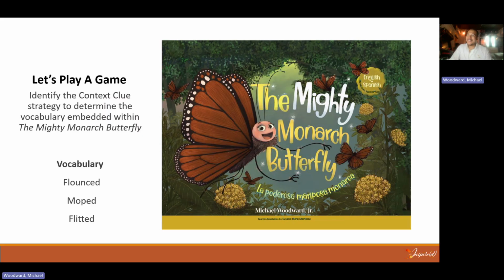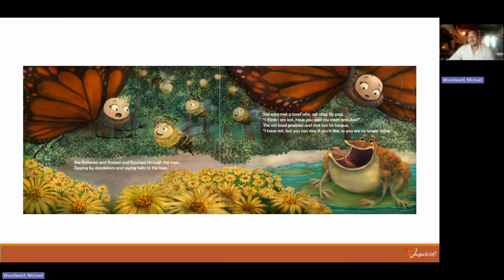Okay. All right. So I don't want you to tell me the definition of the word. I know you know the definition of the word. I want to know the context clue strategy that we use to identify the word. So, oh, I didn't even tell you.